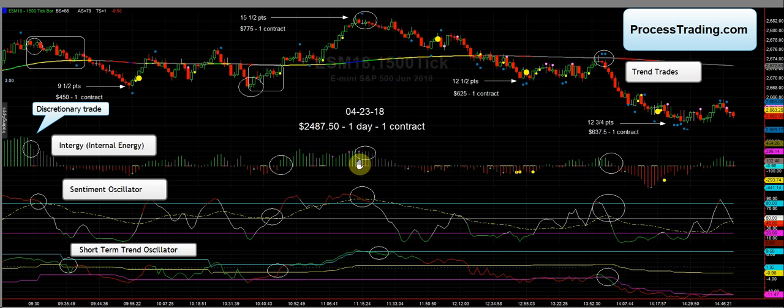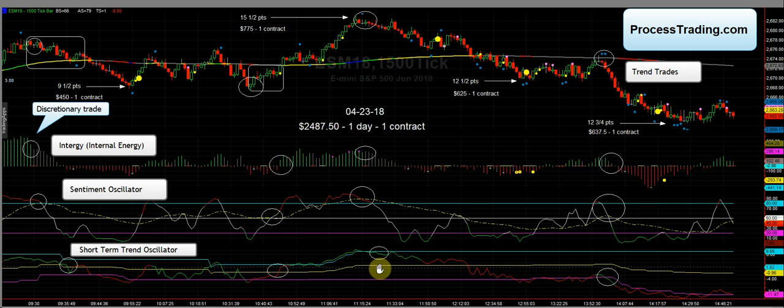Again, we see the internal energy was strong, and now it gets weak right at this point. As soon as the bars turn gray, that's where weakness is coming in. We see additional weakness with the red underscore. Once again, we see the sentiment oscillator with the momentum above the upper bound and crossing through the sentiment line and through the upper bound line, and the upper bound line is starting itself to slope down.